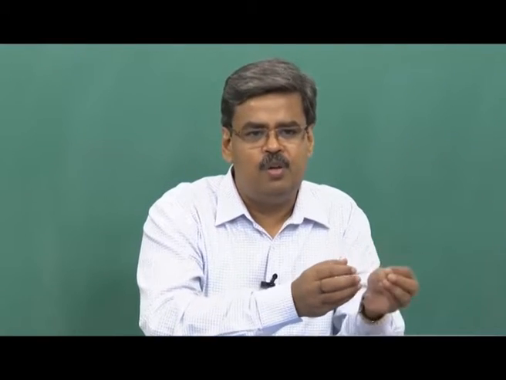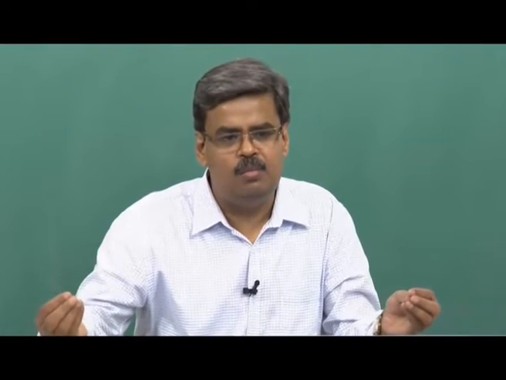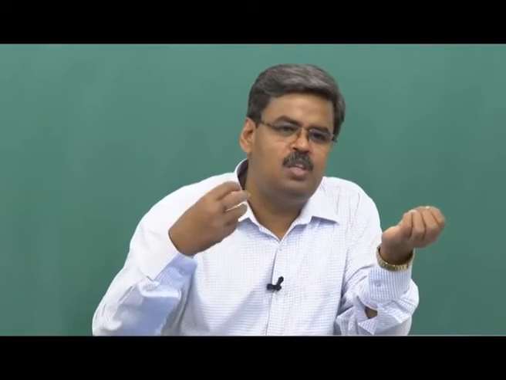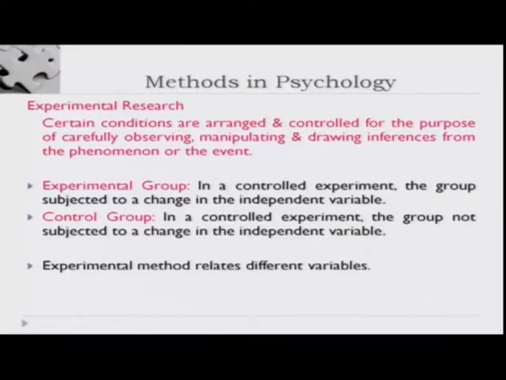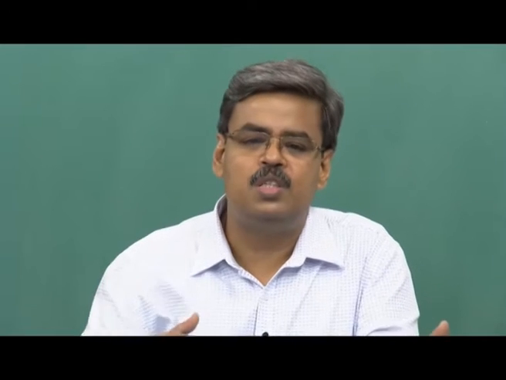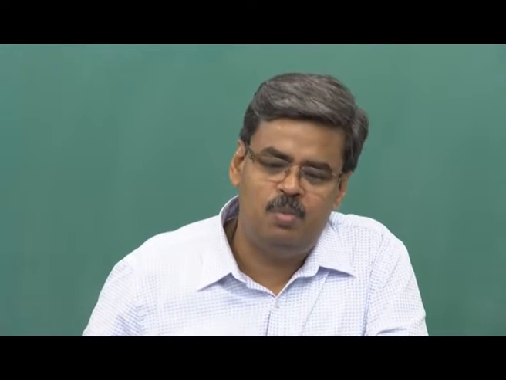So, the effect of this variable on that variable, this is what is done in the case of experimental research. And when you have two groups, one group which is exposed to changes in the independent variable is called the experimental group. The other group where the independent variable does not undergo any change is called the control group. And what you see is basically the difference in the performance of the experimental and the control group. So, this is what is done in experimental research.